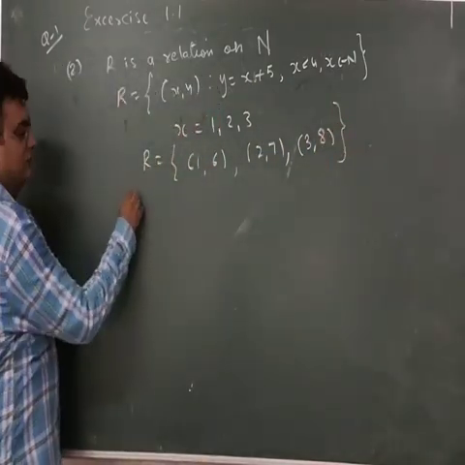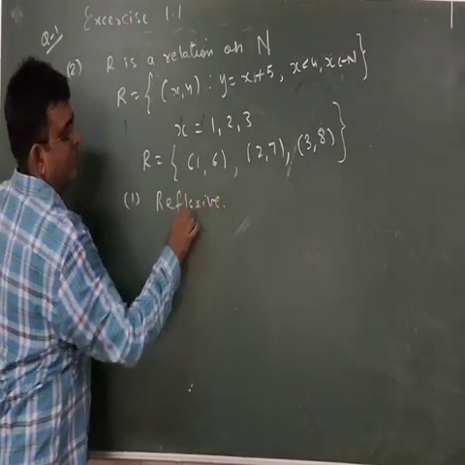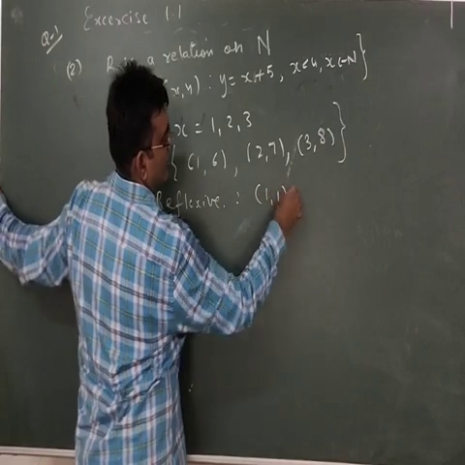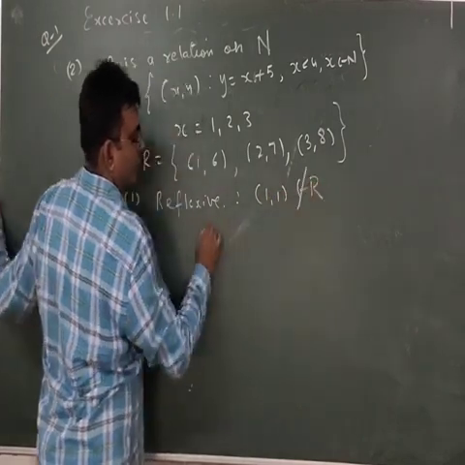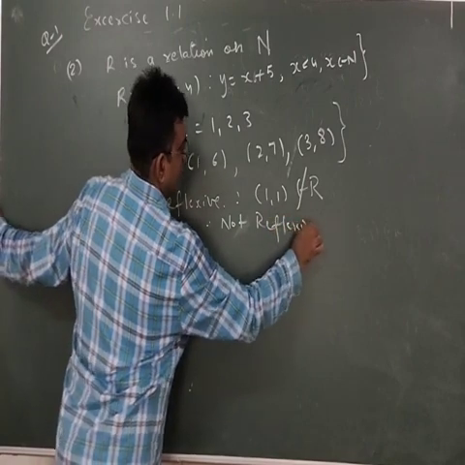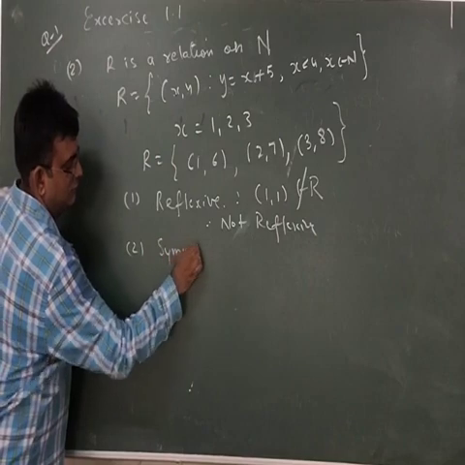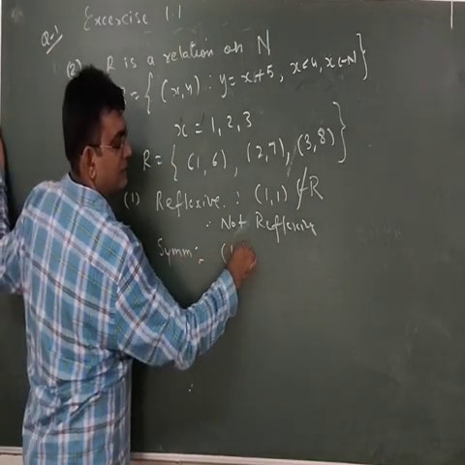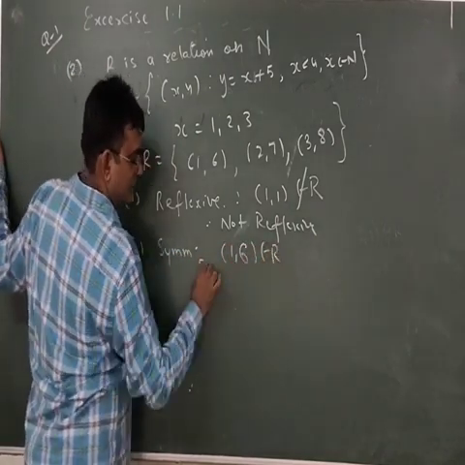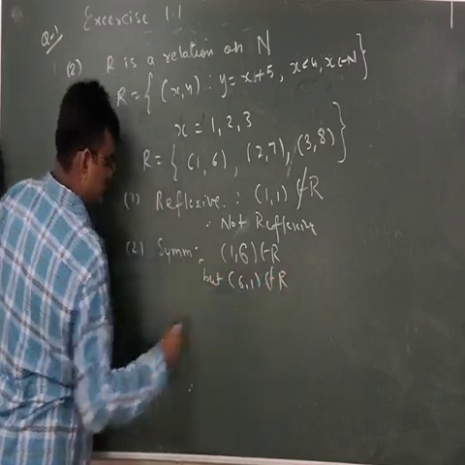Is it reflexive? No. Why? Again, (1, 1) does not belong to R. Therefore, not reflexive. Is it symmetric? The answer is no. (1, 6) belongs to R, but (6, 1) does not belong to R.